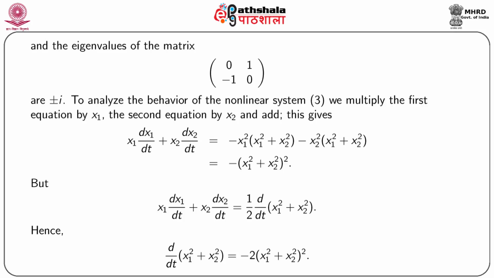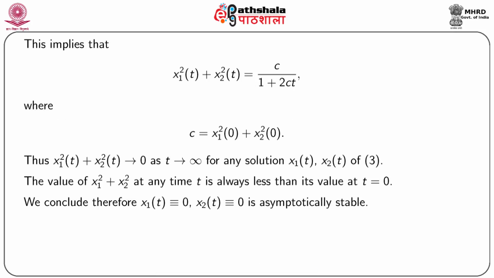But x1 dx1/dt plus x2 dx2/dt is equal to half of d/dt of (x1 squared plus x2 squared). Hence, d/dt of (x1 squared plus x2 squared) is equal to minus 2 times (x1 squared plus x2 squared) whole squared, and this implies x1 squared(t) plus x2 squared(t) is equal to c by (1 plus 2ct), where c is equal to x1 squared(0) plus x2 squared(0).